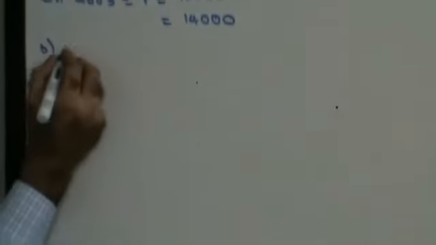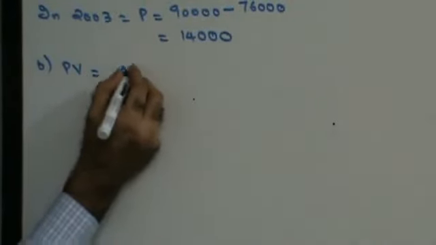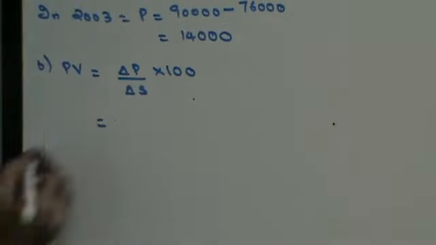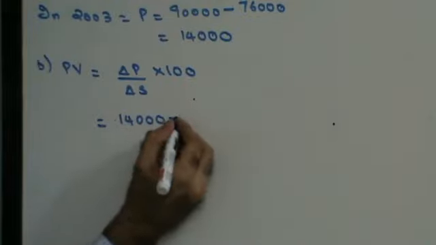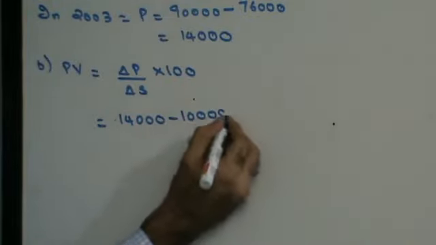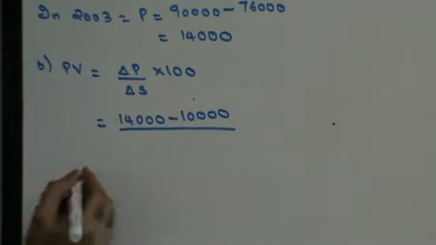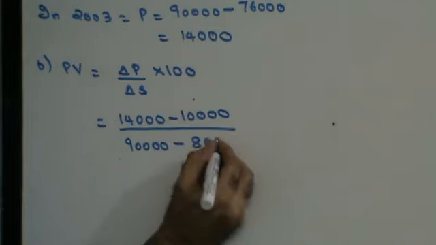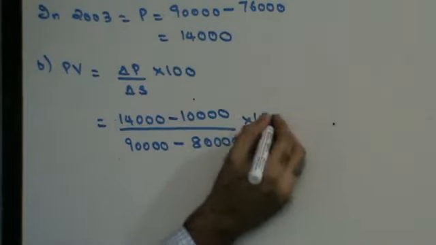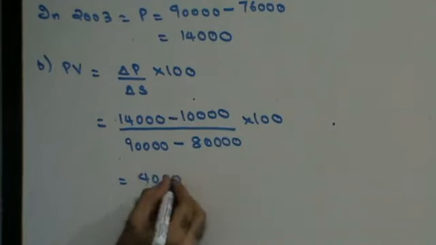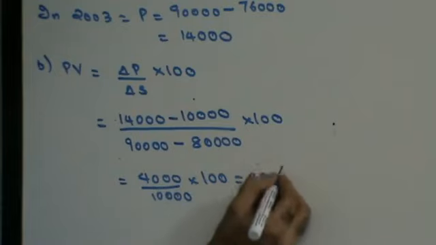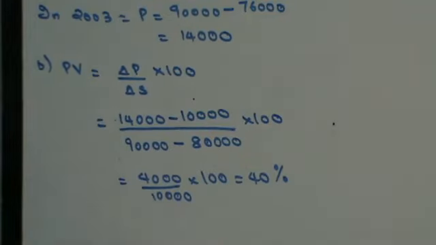Next, once you have that, then you can find out PV. PV is change in profit upon change in sales into 100. Now change in profit will be 14,000 minus 10,000 upon change in sales, which is going to be 90,000 minus 80,000 into 100. So this is going to be 4,000 upon 10,000 into 100, which is 40%.